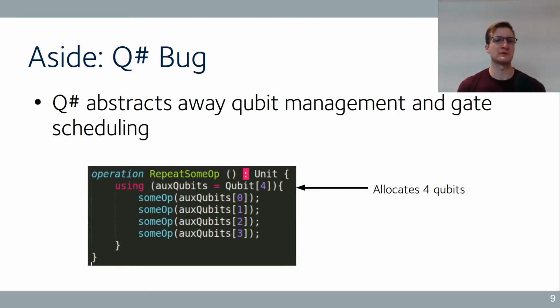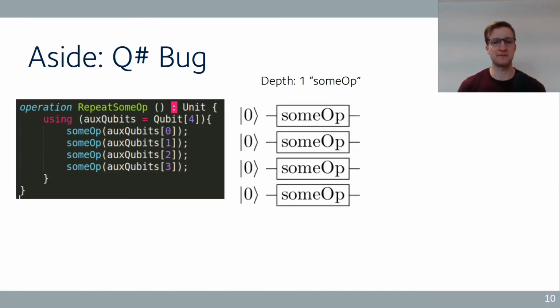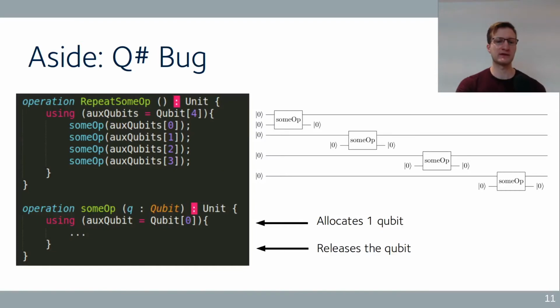And we write the code as normal classical computer code. It's sequential. And so naively, you would generate a circuit like this, where this SUMOP, whatever it does, is run on the 4 qubits sequentially. But Q-sharp will look at this and say, well, there's no reason not to run these all at the same time. Suppose that this is what SUMOP does.